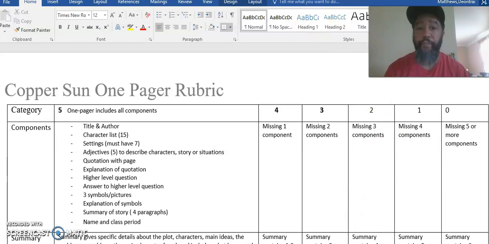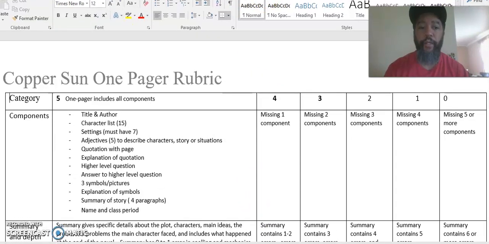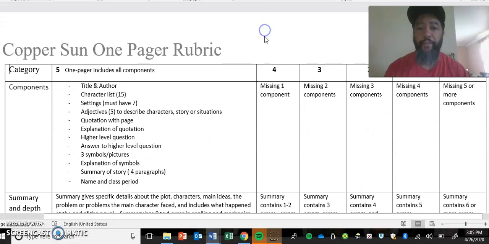Hold on, let me try to. Come on. Guess it won't let me. Sorry. You will be able to see what the rubric is going to be about, and you'll be able to pull it off and look at it and everything. But this is basically what it is.